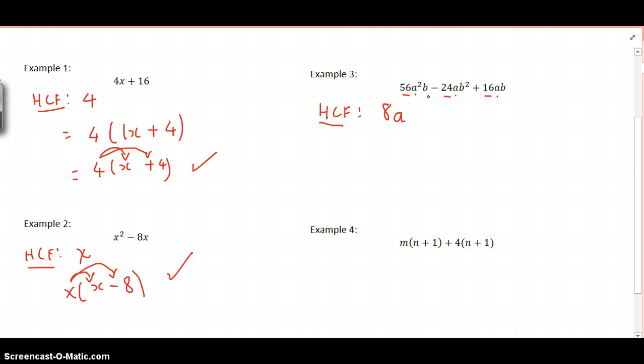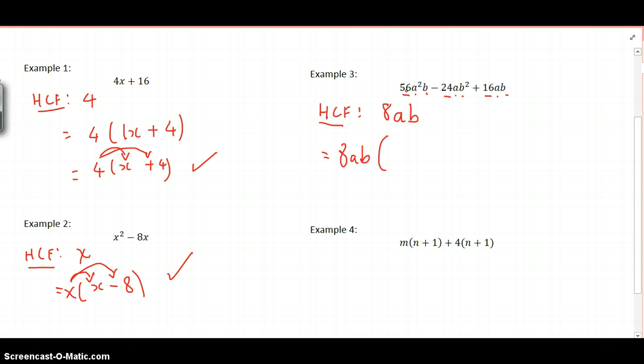Now, if we look at the B's, we look at B, B, B. At least all of them have how many B's? Just 1. So once we find our highest common factor, what we do is we write it outside of the brackets. Okay, so we write it outside of the brackets and we start doing our divisions. Now, this might get a bit tricky, but you just need to take it step by step.